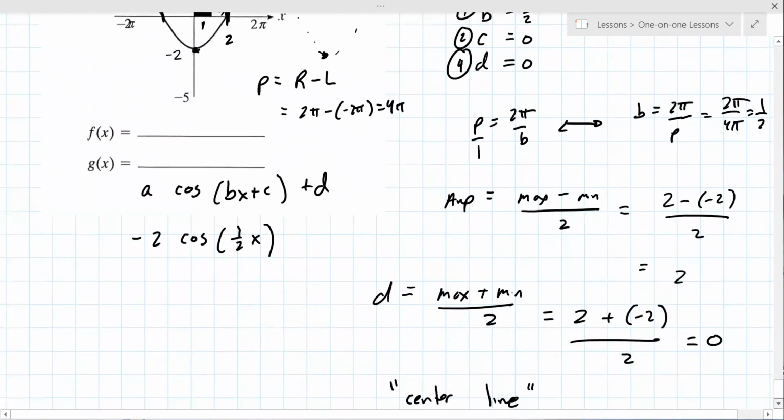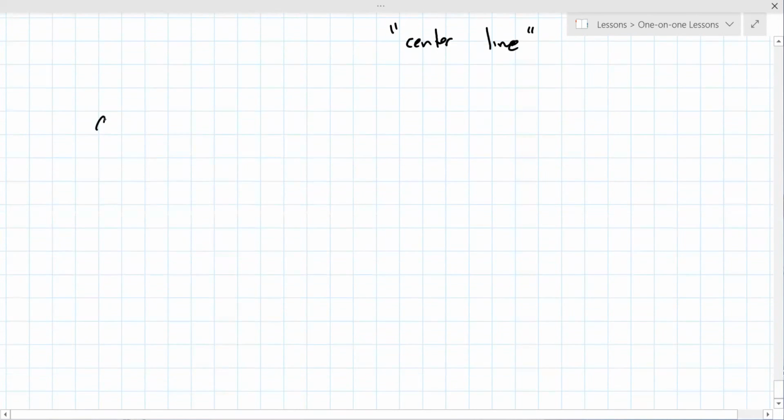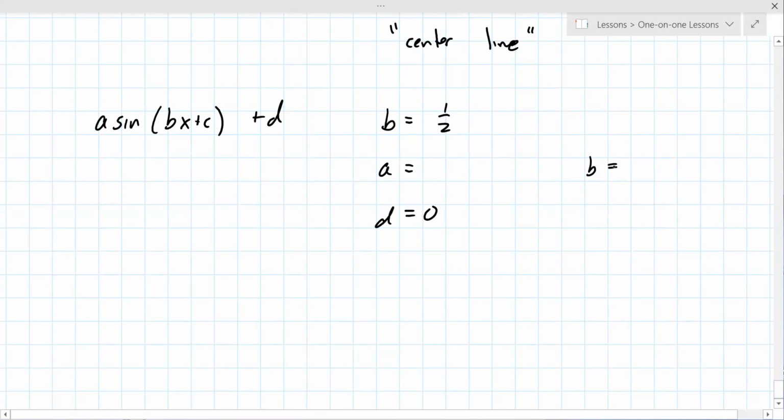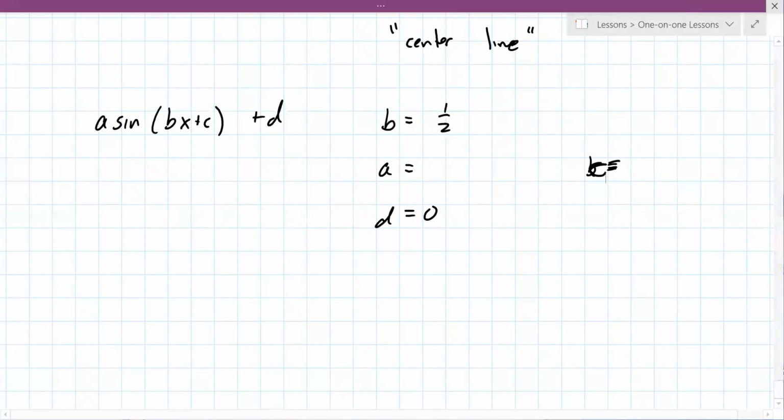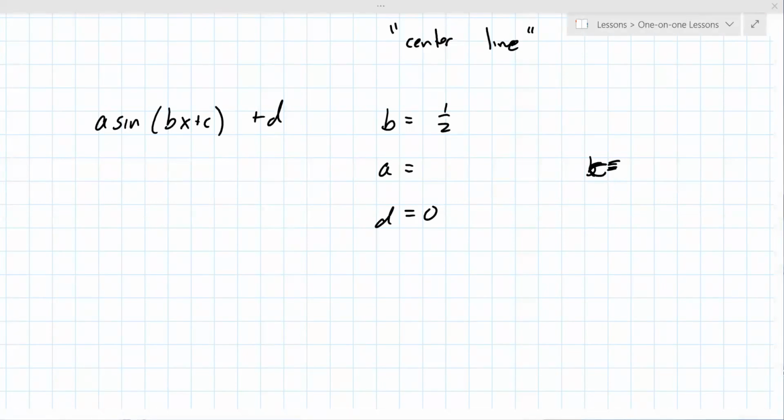We have to do the same thing, and some of it's very much related. So it's A sine(bx plus c) plus d. So here's what's true. B is still 1/2. A is still, well, we can't talk about A yet. D is still 0, but A and C are what are different here. Now, this is the tricky part.